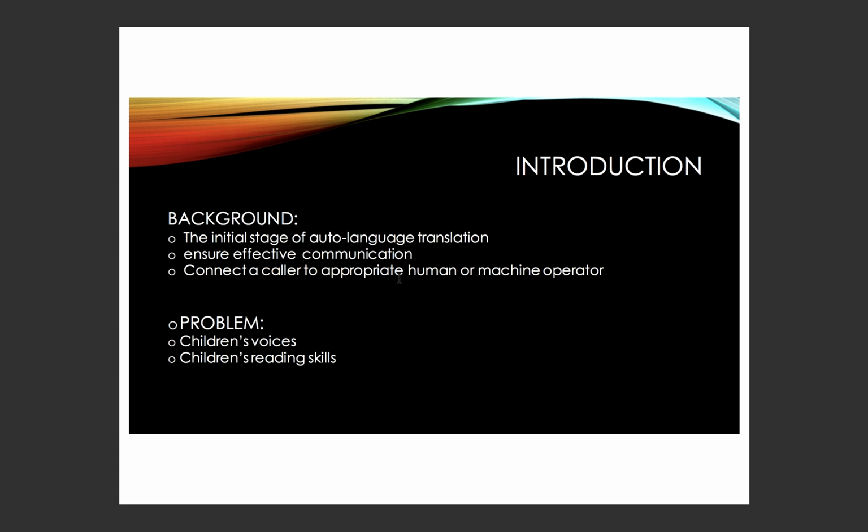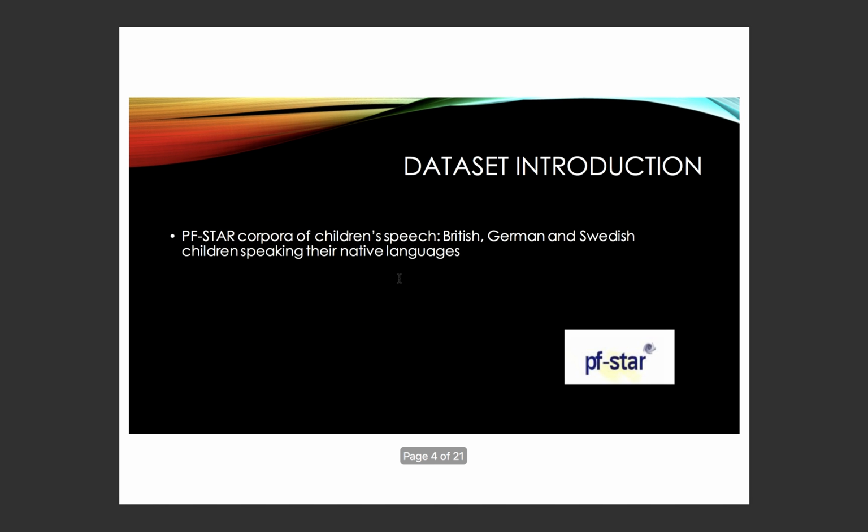And the problem is that we are dealing with children's speech. Because children are too young to have mature speaking and reading skills, the speech that they produce might not be very clear, which can cause some problems for identification. And the dataset we use in this project is the PF-STAR corpora of children's speech. It contains three languages: British English, German, and Swedish.